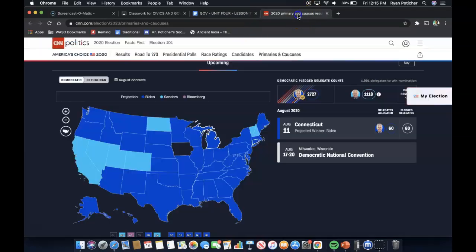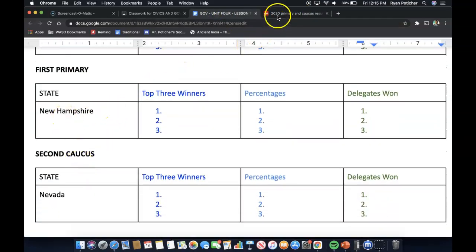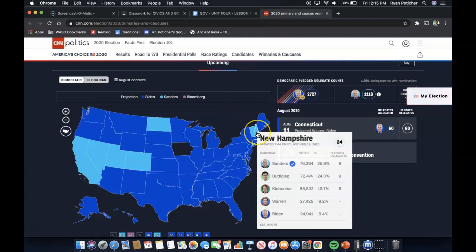Okay, so that's Iowa. Let's move on to the next state, New Hampshire, which is the first primary. In New Hampshire, the electoral results went down like this: Bernie Sanders won the primary, followed by Pete Buttigieg, followed by Amy Klobuchar. Sanders won 25.6% of the vote, Buttigieg won 24.3%, Klobuchar won 19.7%. In terms of pledged delegates, Sanders won 9, Buttigieg won 9, and Klobuchar won 6.